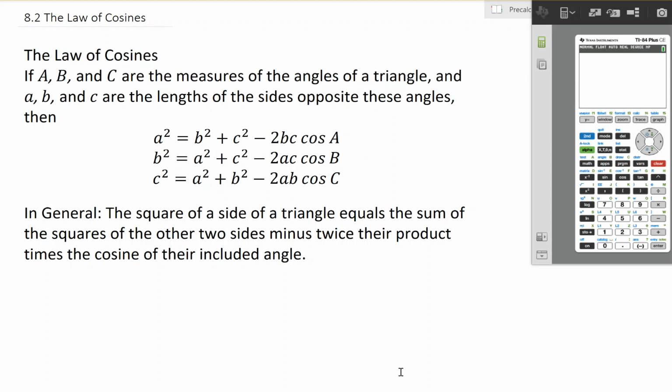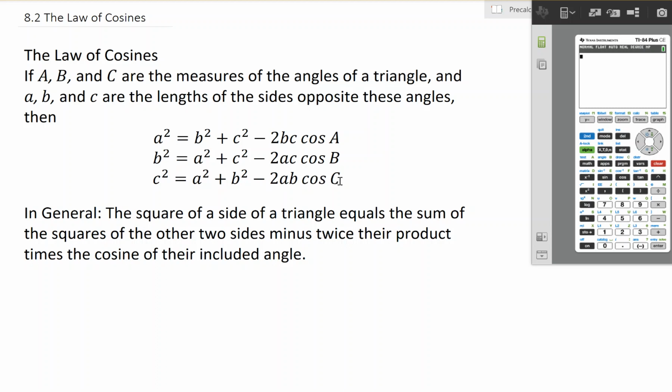B squared equals a squared plus c squared minus 2ac times the cosine of B, and c squared equals a squared plus b squared minus 2ab cosine of C. In general, the law of cosines says that the square of the side of a triangle equals the sum of the squares of the other two sides minus twice their product times the cosine of their included angle.